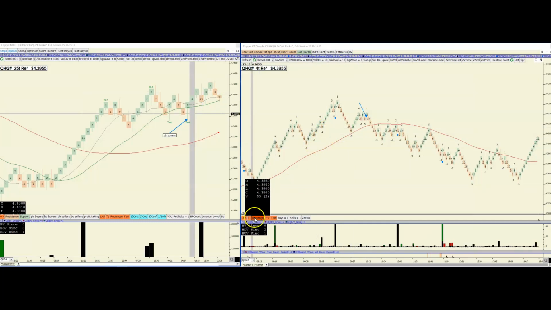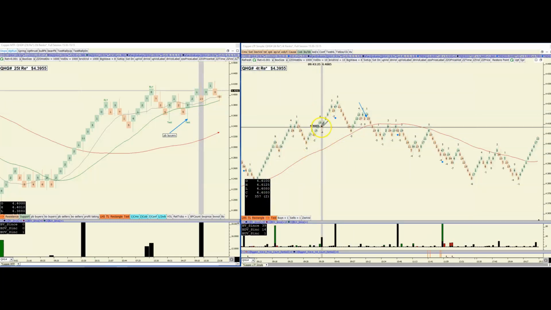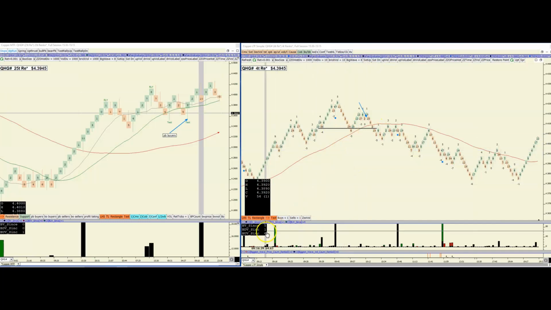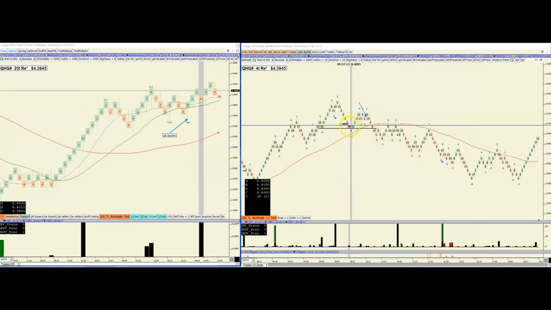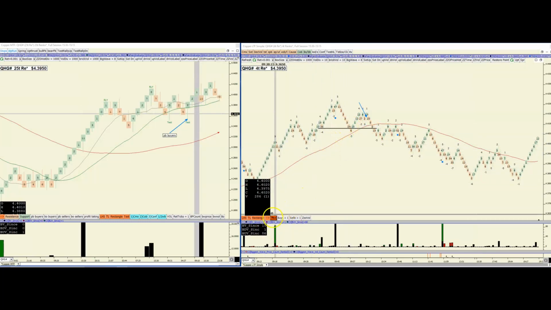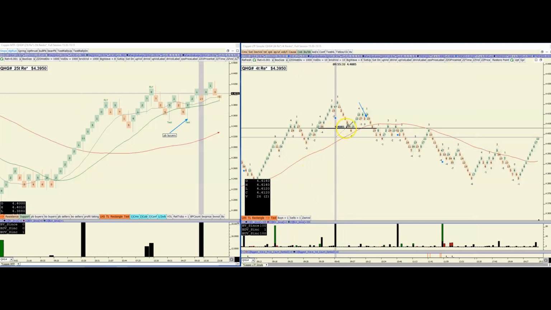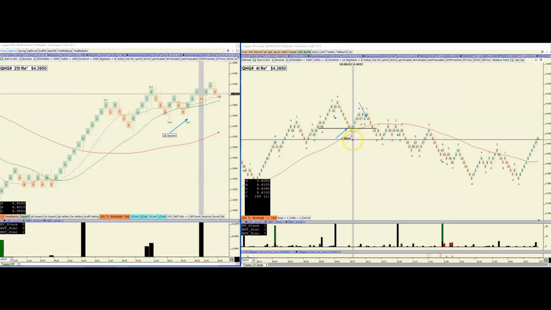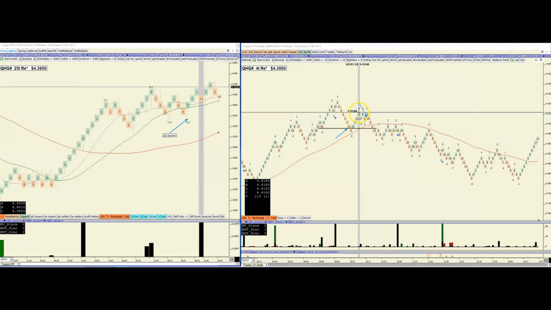Takes out the low with a minor breakout right over right there. Right there against this low, crack. Then what happens? It goes right back into the region.